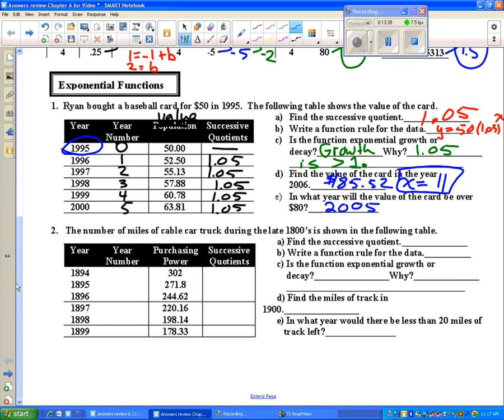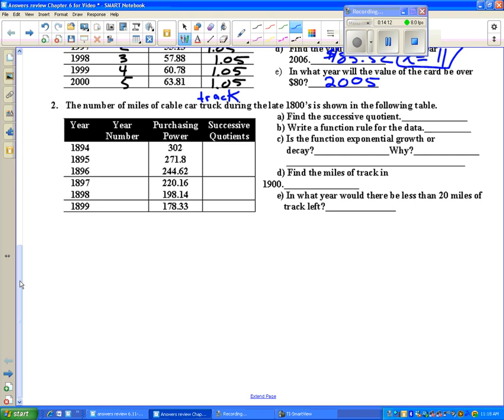The number of miles of cable car track during the late 1800s is shown in the following table. So let's try this again. The number of miles of cable car track during the late 1800s is shown in the following table. Again, the year that we're starting this, 1894, is year 0, 1, 2, 3, 4. This would be 5 years into it. I want to find my successive quotient.